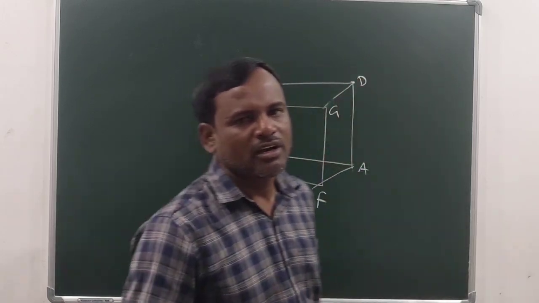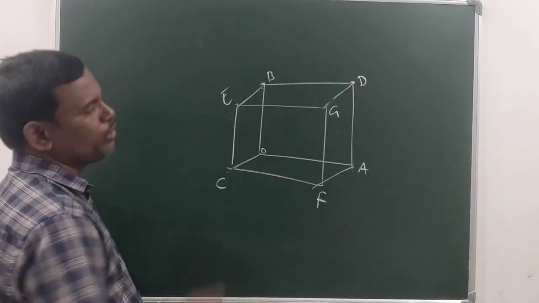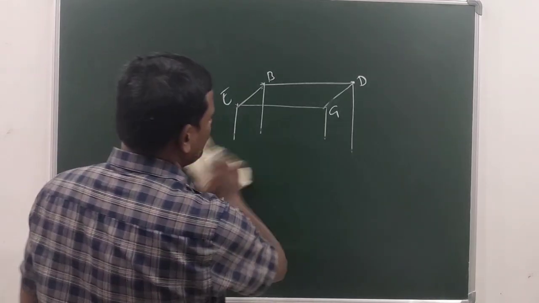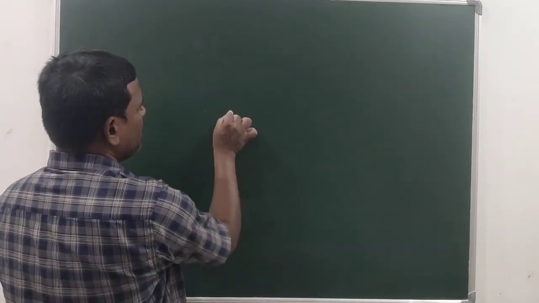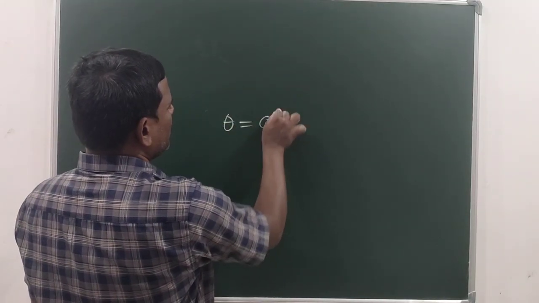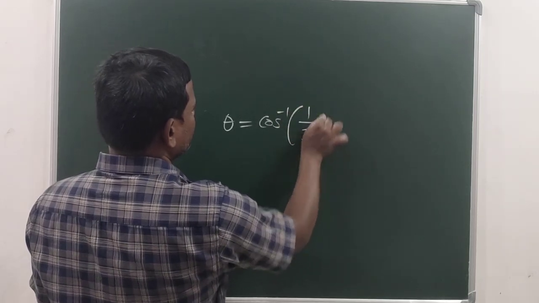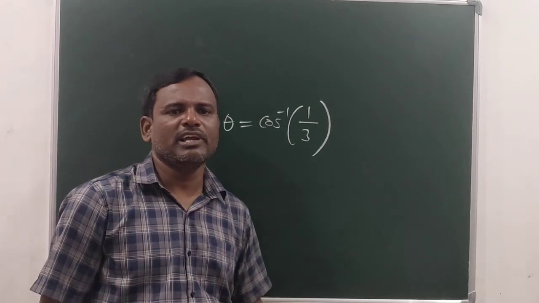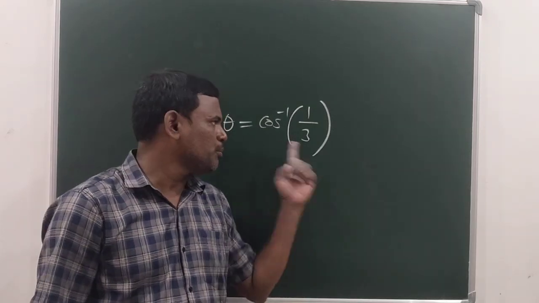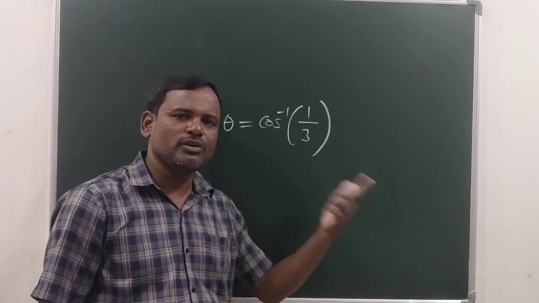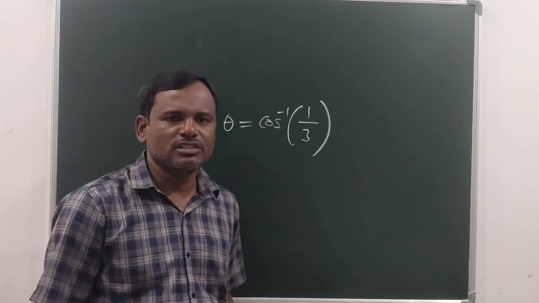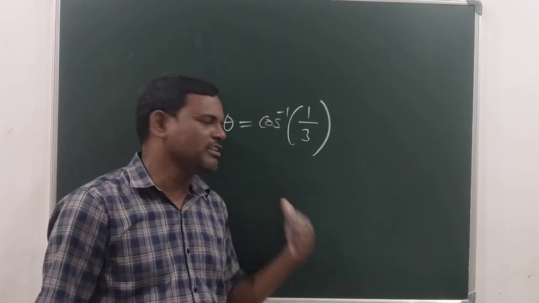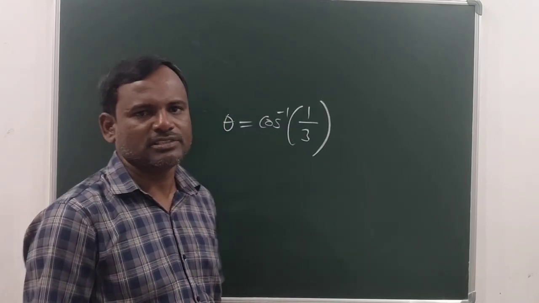If you find the angle between any two diagonals of this cube, you will get theta is equal to cos inverse of 1 by 3. Okay, this is very, very important. Remember, like a standard result. So for the proof for this question, you can go through my channel. You will get this proof from the class.